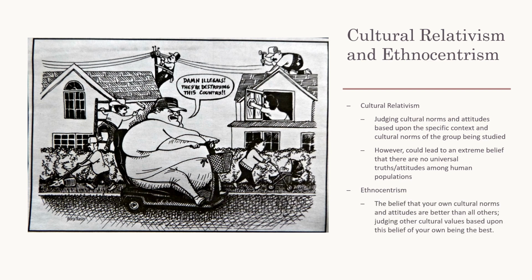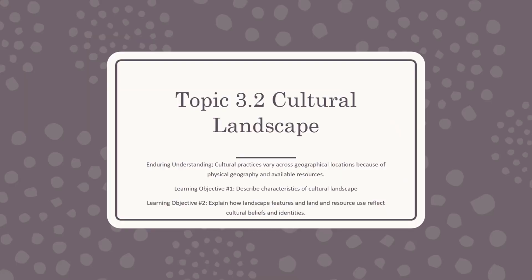The opposite end of that spectrum is ethnocentrism. It's the belief that your own cultural norms and attitudes are better than everybody else's. And so you can judge other people's cultural values based upon the belief that your own is the best. Again, look at this cartoon here on the left, where this individual is saying that illegal migrants are destroying the country as he is wheeling around in this shopping cart that is motorized.